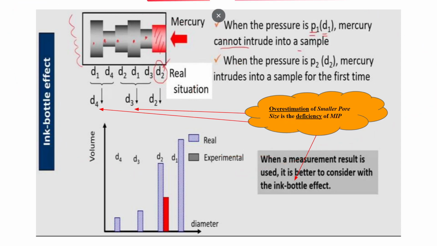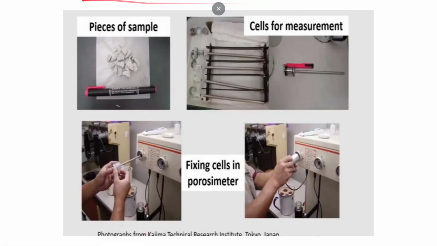I hope you understood what this problem is. That is one of the anomalies associated with this test, and it is also known as the ink bottle effect. It is the problem associated with mercury intrusion porosimetry because of its mechanism. As you can see, this is how the pieces of samples are collected, and these are the cells for measurement. Here you can see a porosimeter where we have to fix the cells and perform this experiment.